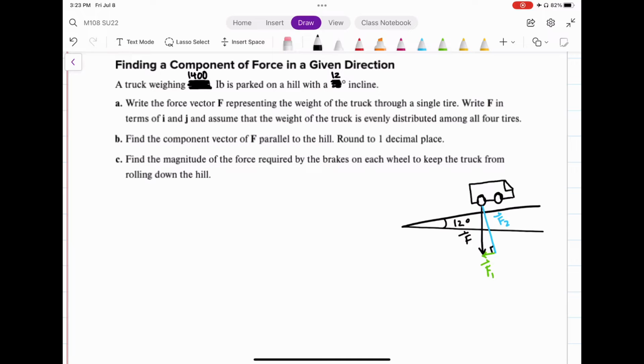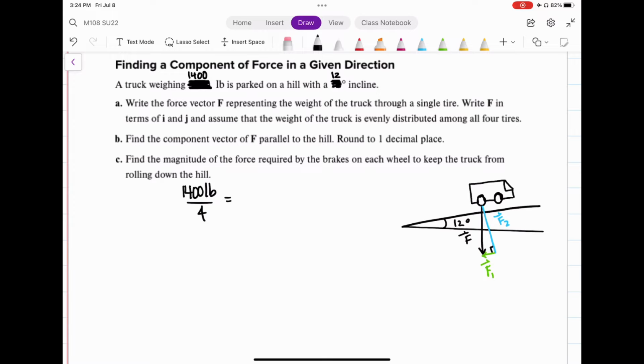That force vector that is directly down from the truck weighing 1,400 pounds, we want to know about one tire, not all four tires, so we need to divide that 1,400 pounds by 4 to get an individual weight per tire. And in addition, the force vector is directly down, so it's going to be a negative.